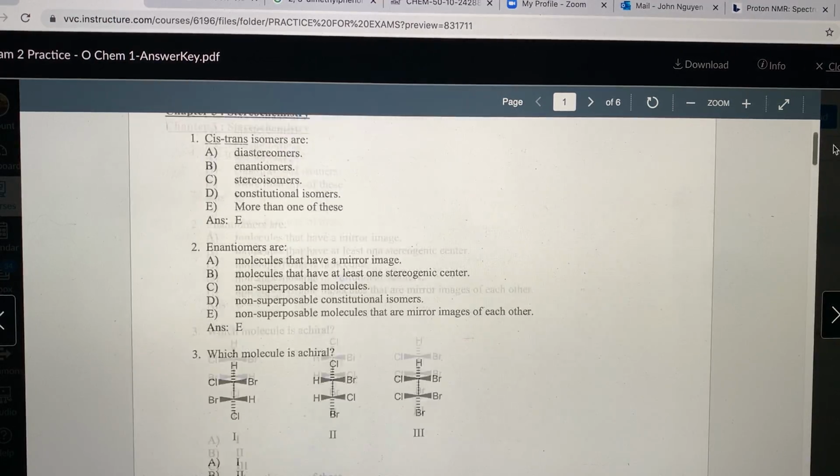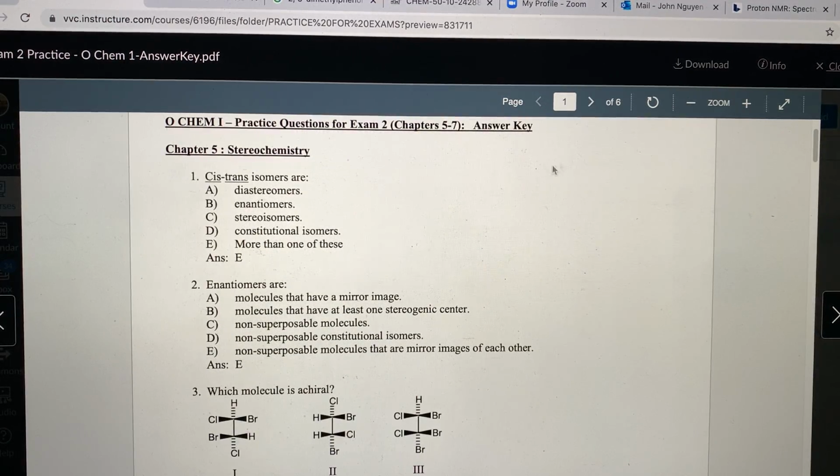But cis and trans, you know what I'm talking about, okay? Cis and trans, like a cyclic ring structure with 2 groups on the same side, that's a cis. And then you got another structure, like a ring structure like cyclopentane with 2 chloro on opposite sides, that's a trans. Okay, so they're not mirror images of each other, they're not superimposable either, so they don't really fall into the enantiomer category.